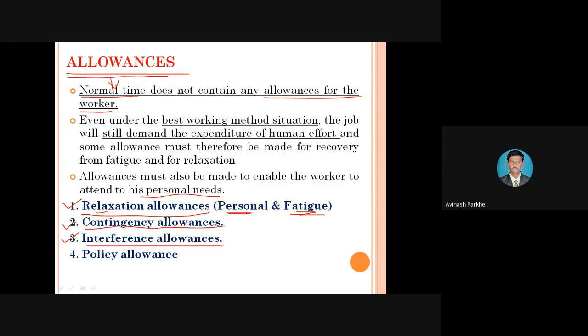Or sometimes there are different types of plant layouts, maybe U type or L type plant layouts. Whenever we operate on such layouts, the operator has to travel some maximum distance in that U shape or according to that particular layout. To travel that distance, again the extra time should be provided along with the normal time. Such times are provided under the interference allowance.